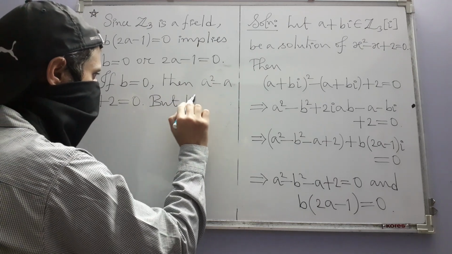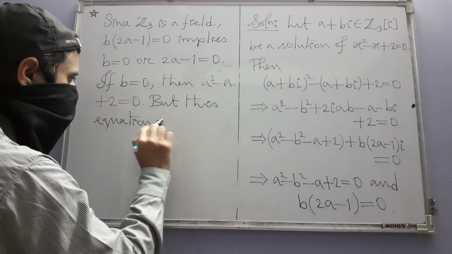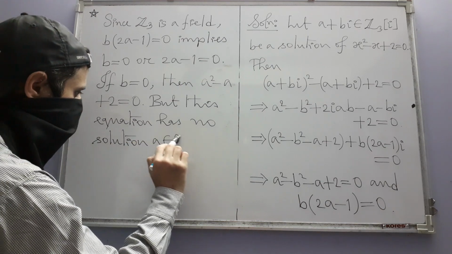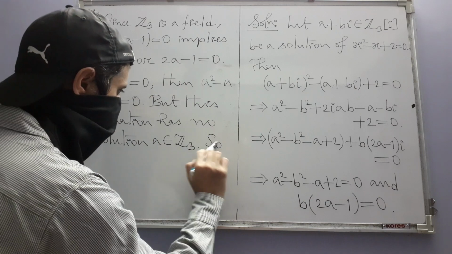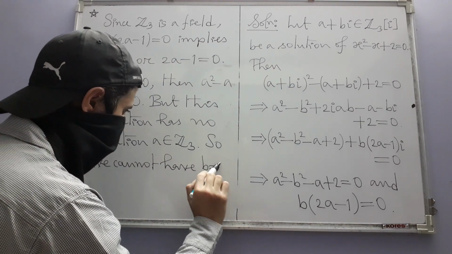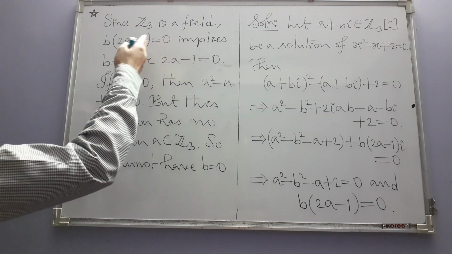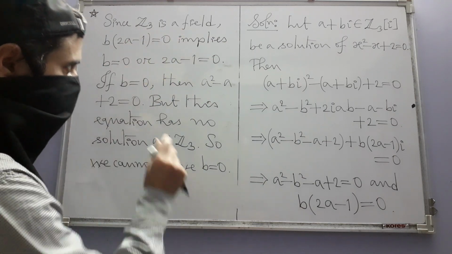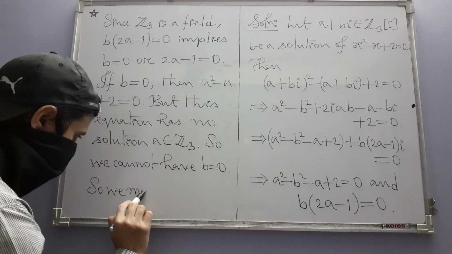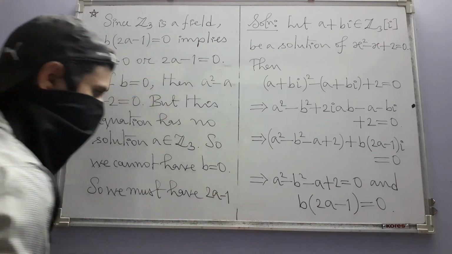But this equation, this one, has no solution in Z3. So we cannot have b equal to 0. So if b is non-zero, this must be equal to 0, again due to this structure being a field and hence an integral domain. So we must have 2a minus 1 equal to 0.